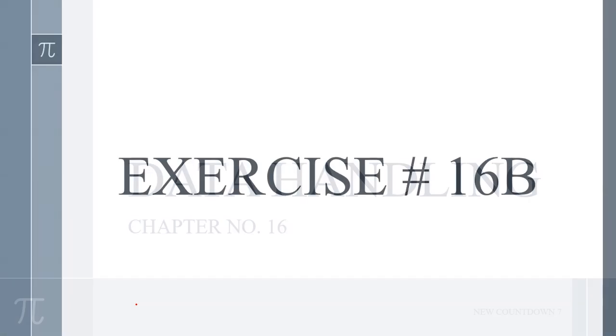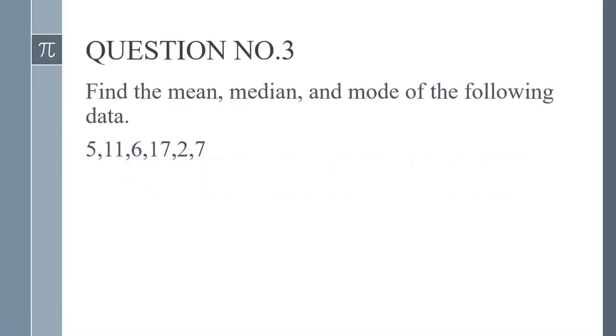Today we are going to start exercise 16b of chapter number 16 of your textbook. We are going to start with question number 3, which is: find the mean, median and mode of the following data. This is the data set which is given as 5, 11, 6, 17, 2 and 7. Each point like this, 5, 11, 6, these are the data points. So data points collectively are called a data set. We need to calculate mean, median and mode for this given data set.